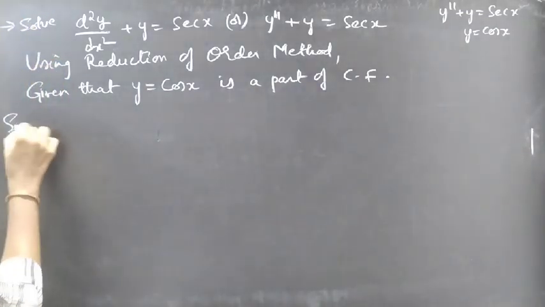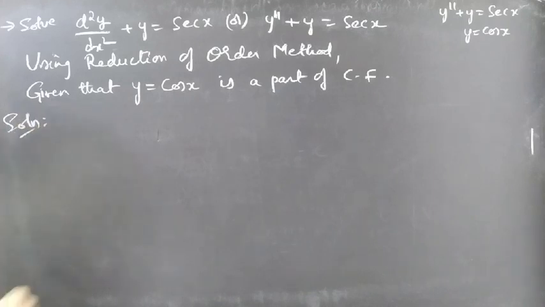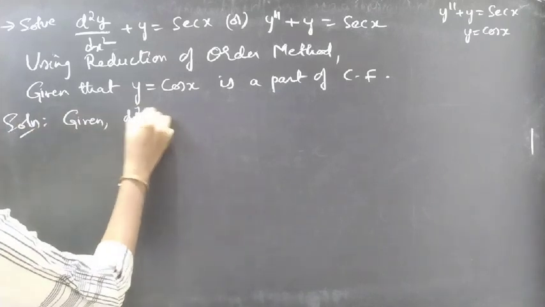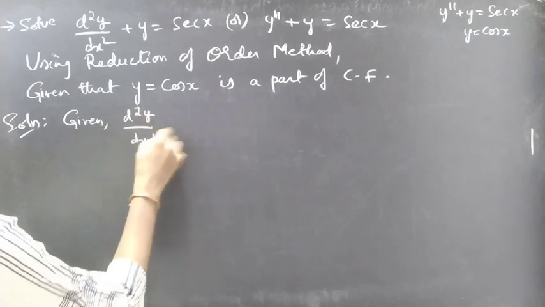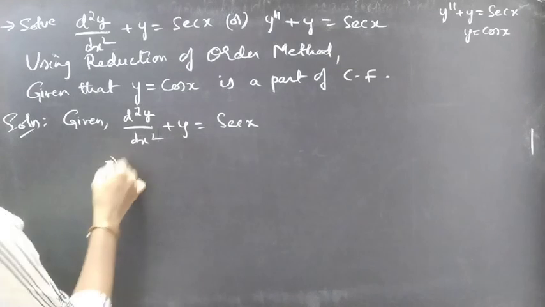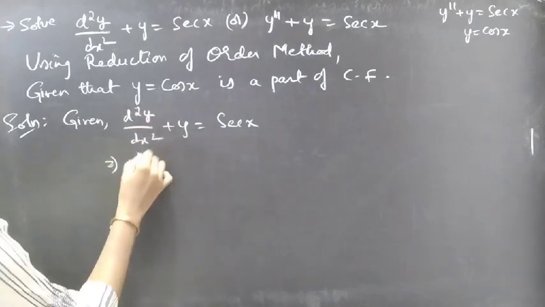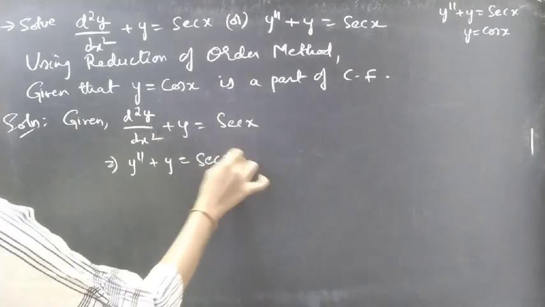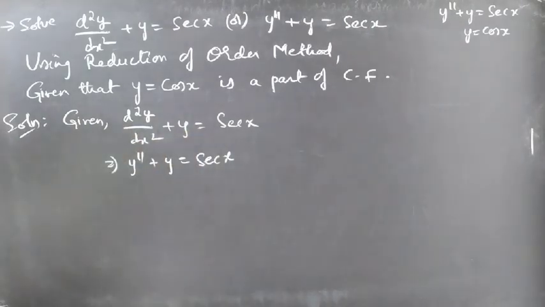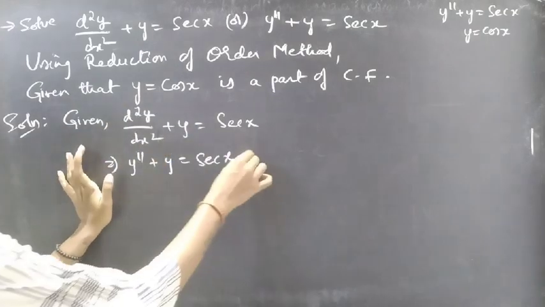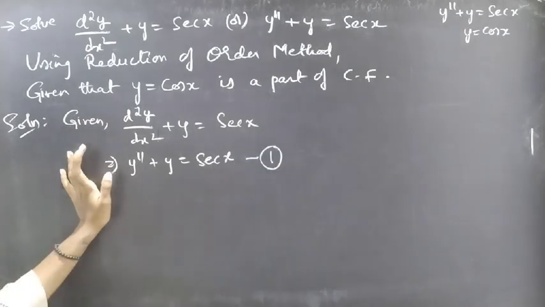So we are given a differential equation d square y by dx square plus y equal to secant x, or we can write d square y by dx square as y double dash. So we'll get y double dash plus y equals secant x, and we are given a part of the CF of this equation. Consider it as equation 1.